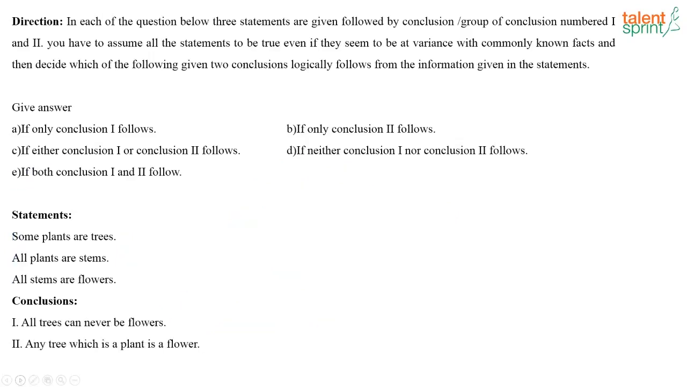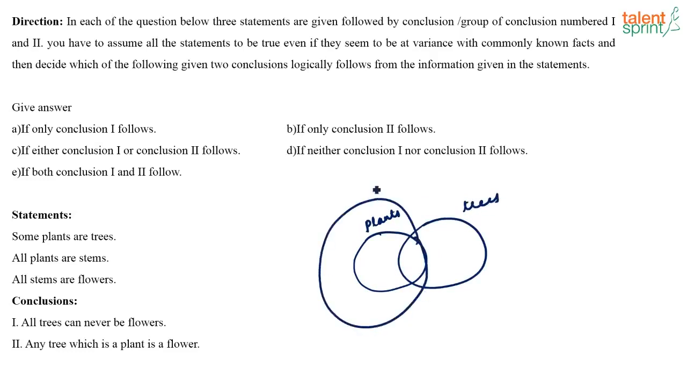Next one. Again, this question has the same set of statements, but they have asked different conclusions. Let us redraw the basic diagram that we drew in the previous question. Some plants are trees, all plants are stems, all stems are flowers. Now what does the first conclusion say? The first conclusion says all trees can never be flowers.